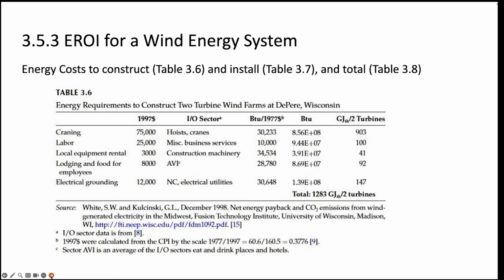So here's an example of an energy return on investment for a wind energy system. This is a long time ago, 30 years, huh? Training, they have to build the tower, the labor, local equipment rental, lodging and food for employees, electrical grounding. The IO sectors are identified here, and the BTUs in 1970s dollars per dollar shown there, and then the turbines.